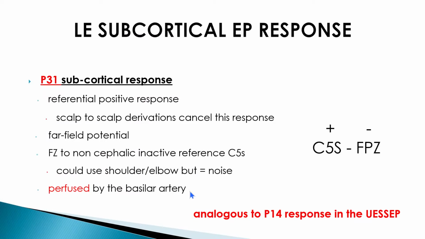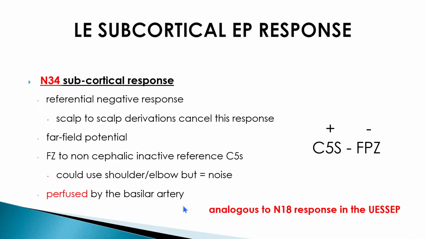Let's go on to the subcortical response in the lower SSEP. The P31 is the first component of the subcortical response. It's a far field potential. It's FZ to a non-cephalic reference. We typically use C5. C5 is off the head. The subcortical response or the brainstem is perfused by the basilar artery. Some say that this P31 response is analogous to the P14 response in the upper SSEP. They're both the first component of the subcortical response.